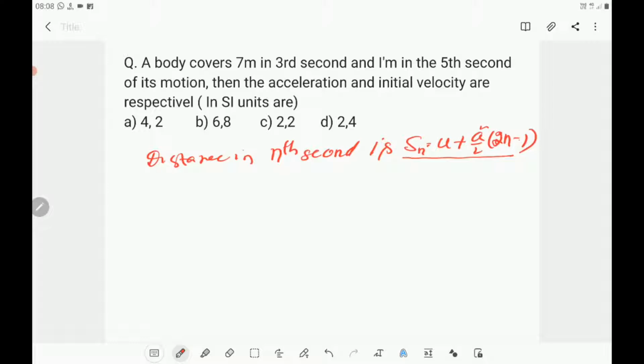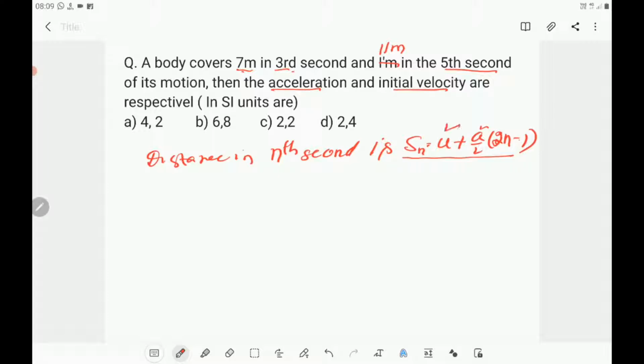Let's read the problem. A body covers 7 meters in the third second and 11 meters in the fifth second of its motion. Then find the acceleration and the initial velocity. It started with the initial velocity u and moved with the acceleration a. What are they actually? A very simple procedure.